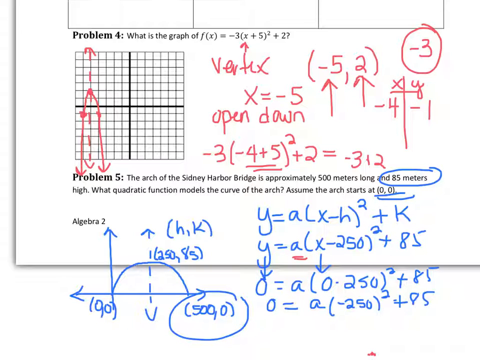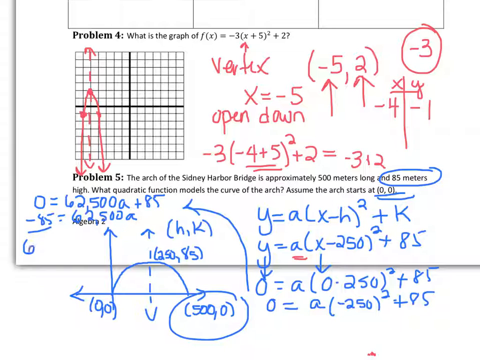So then a is going to be negative 85 divided by 62,500. And it won't let me write down there. I'm going to have to scoot up here. Sorry about that. So I get 0 equals 62,500a plus 85. Now I'm going to subtract 85 and then divide by the 62,500. And that 62,500 is the negative 250 squared or the positive 250 squared, depending on which one you used. So divide by 62,500. Sorry, it's getting a little messy.